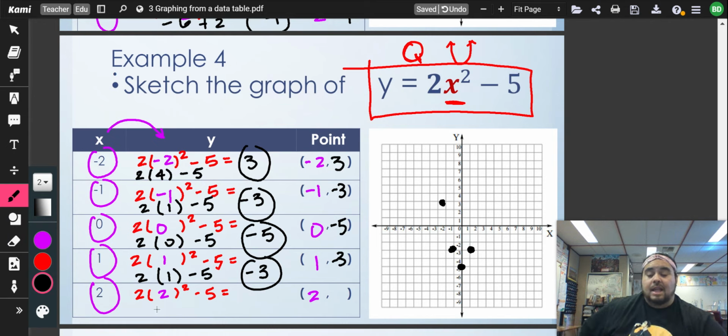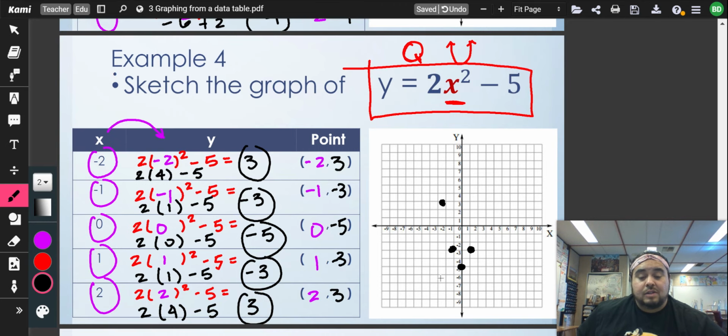And then my last line, keep the 2. 2 squared is 4, -5. 2 times 4 is 8, -5 is +3. So my last ordered pair is 2, 3. Starting at the origin, I go right 2 and I go up 3.